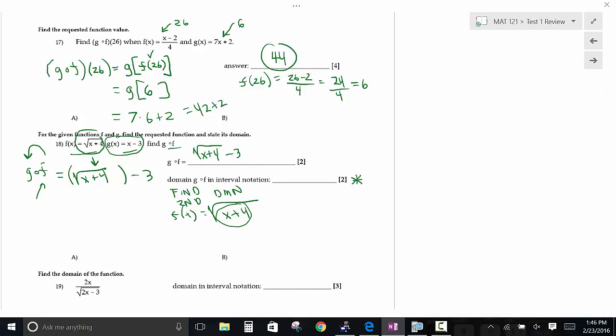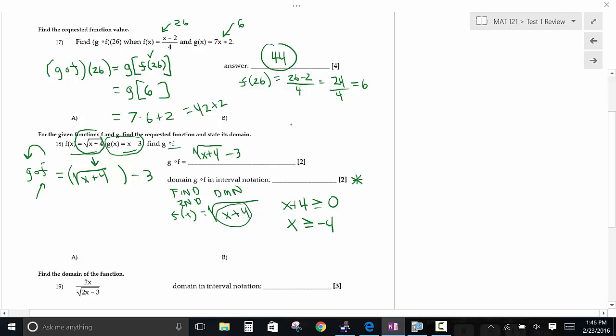Positive, or what else? Or 0, okay? So what you got to do is take the thing that's under the radical and set it greater than or equal to 0. That's how you find the domain, okay? Then you could subtract 4 from both sides, so x has to be greater than or equal to negative 4, like that. So that's what the domain is on that.